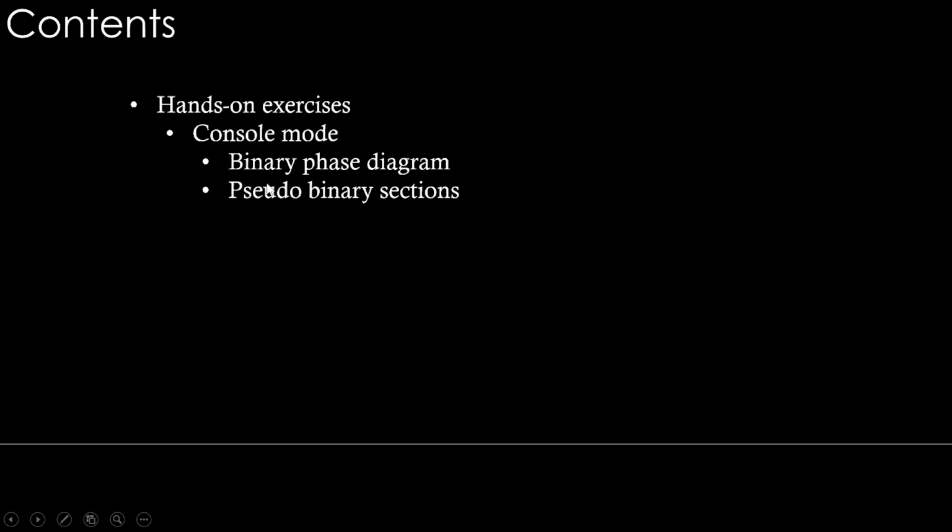Right? We introduced how console mode works. We have done a single point equilibrium in the last class. In this class, we'll make a binary phase diagram, something that we have done in the graphical user mode, so that we get oriented to how to draw a phase diagram using console mode. And then we will take that knowledge to draw higher level, more complex diagrams, such as pseudo binary sections.